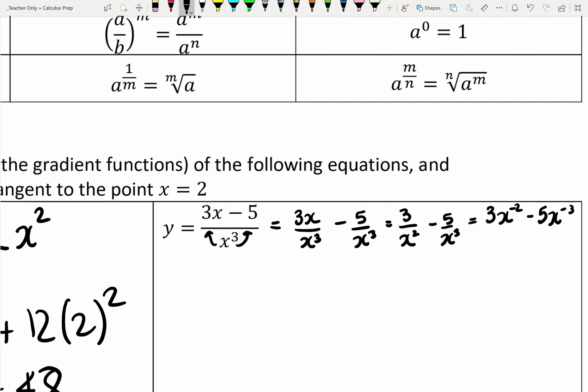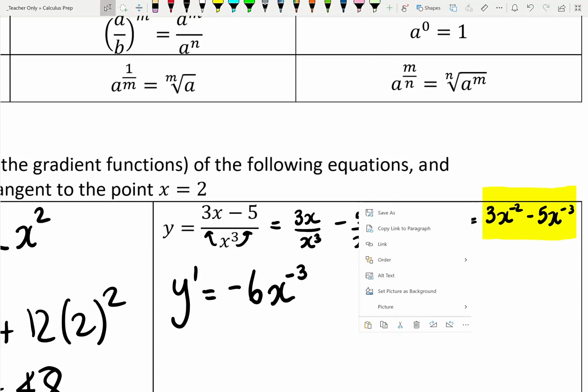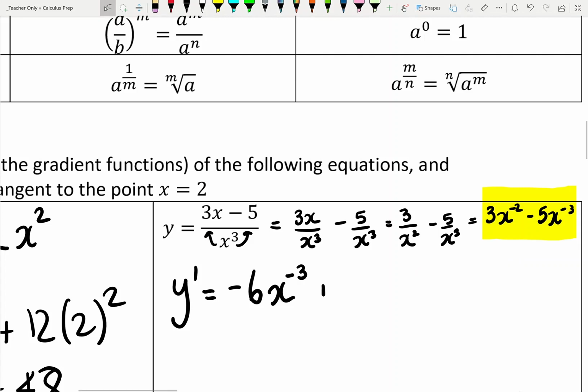Once we've tidied it up as much as we can and all of our x's are in the numerator and only the numerator, then we can do our differentiation. So if this is the function that we're now differentiating, it's exactly the same as all of the others, just expressed differently. So then we can say that y dash is minus 2 times 3 is minus 6, x to the minus 2 decreased by 1 is minus 3. Then our second term, minus 5 times minus 3 is plus 15, x to the minus 3 decreased by 1 is minus 4.